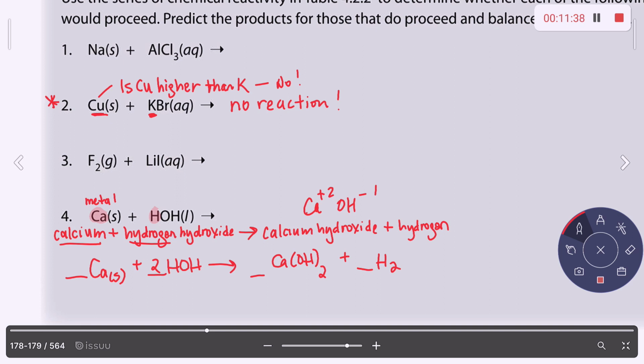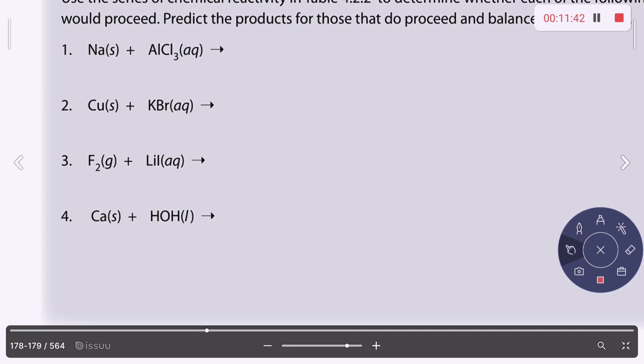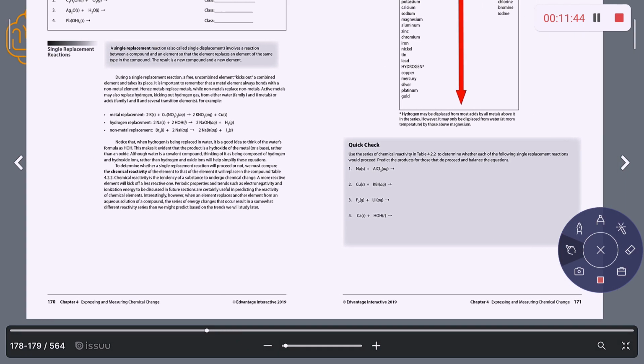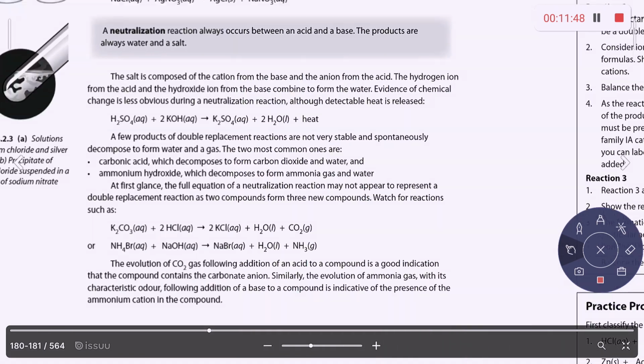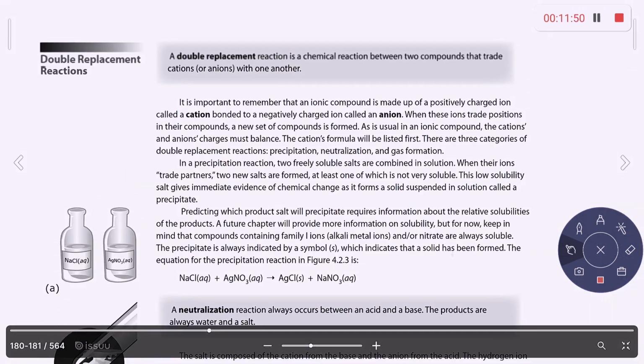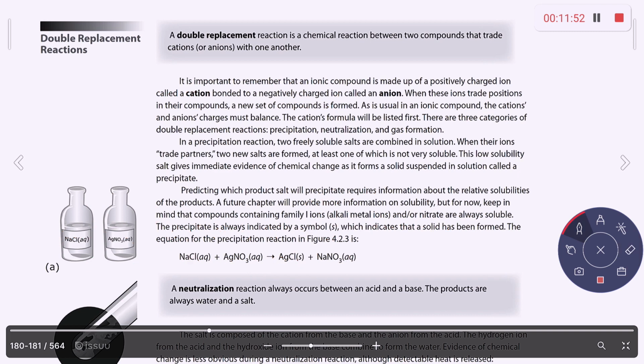Okay, now let's talk about double replacement reactions. Before I do that, I don't know if I have enough time before this video ends. Let's go right here. Okay, double replacement reactions are where you have two compounds. The cations switch places, and you'll form two new compounds, okay?